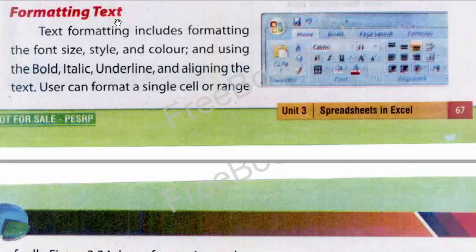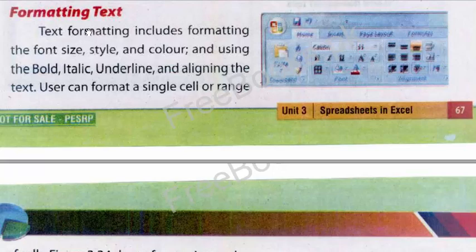Formatting text is when you have selected different data and you want to change the formatting style. Like if you see these paragraphs, this is the heading and this is the paragraph. This text is italic and bold, and both fonts are different. This is Arial and this is Calibri. So this is called formatting text. How can we do that?